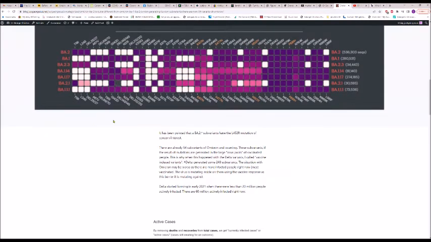And lately they've found a BA.2 subvariant that has the L452R mutation. This mutation was found on Delta and was one of the reasons that Delta exploded.